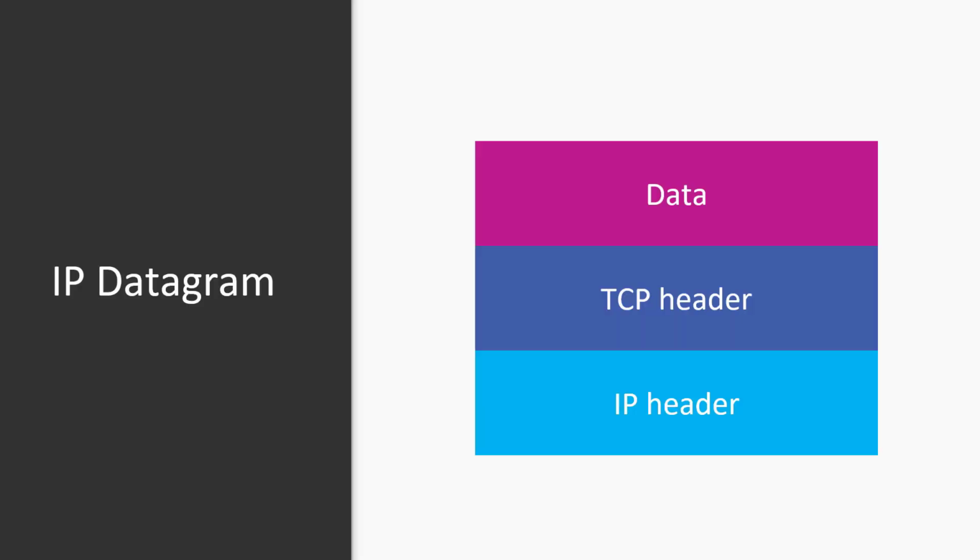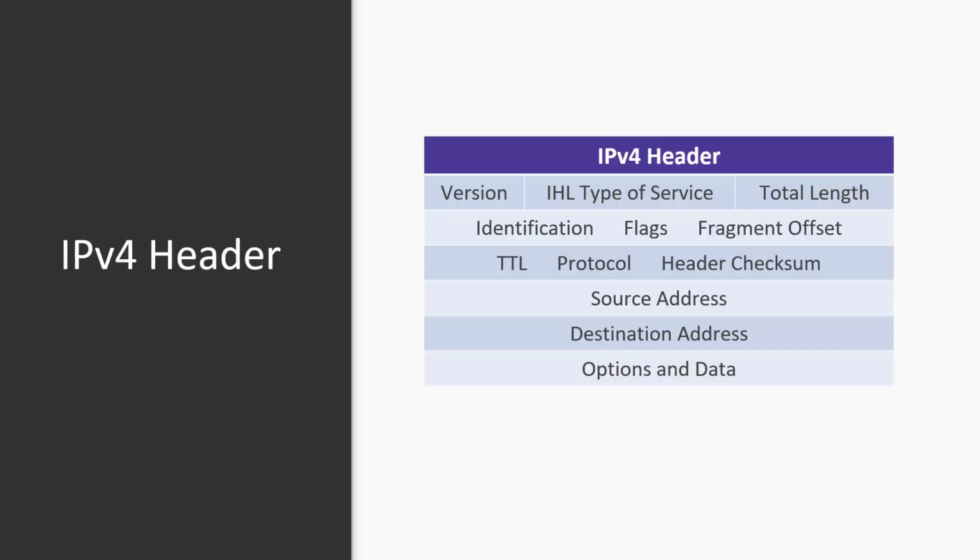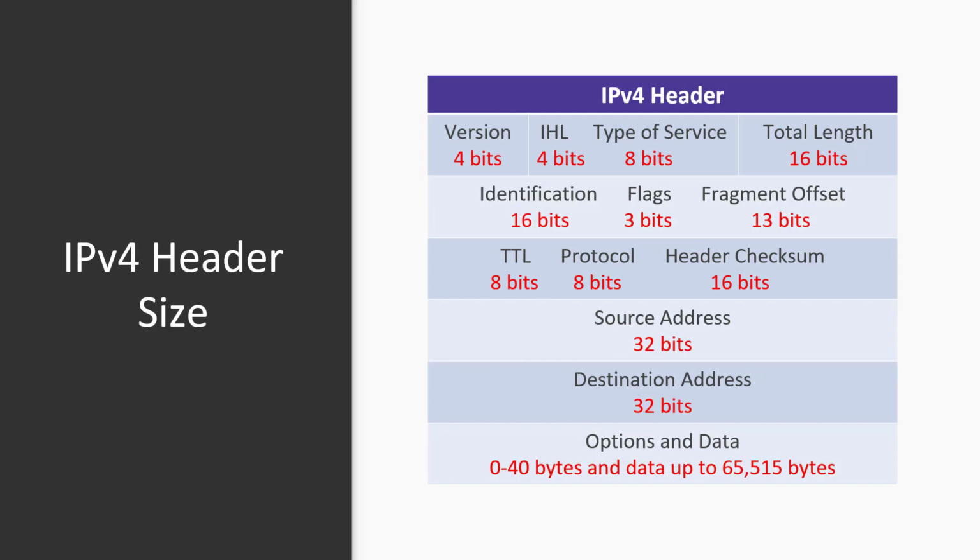An IP datagram is represented here on the screen by appending the IP header to the data segment. We will get an IP datagram. The following diagram represents the IPv4 header, and this diagram represents the sizes of each of these fields. The minimum size of an IPv4 header is 20 bytes.